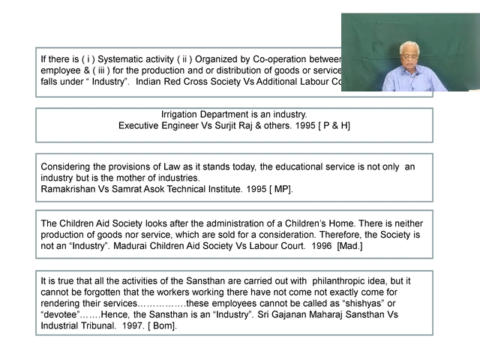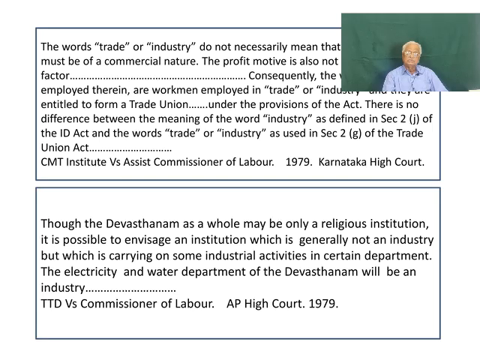So this way he said, take for example now Sansthan, which is a philanthropic idea, but it cannot be forgotten that the workers working there have not exactly come for rendering services. These employees cannot be called shishyas or devotees, hence the Sansthan is an industry. I told you already, anybody working for remuneration, employed by an establishment, ultimately comes under the definition of industry. Here also I'll take an example, for instance, CMT Institute versus State Labour Commission, where the Karnataka High Court has held the same thing. And let us look at the interpretation of industry in Tirumala Tirupati Devasthanam versus Commissioner of Labour. Here, as you know, in Tirupati, not only the temple and all that, but supplementing it you have a huge residential accommodation. Somebody has to take care of electrical maintenance, water supply maintenance, building maintenance.